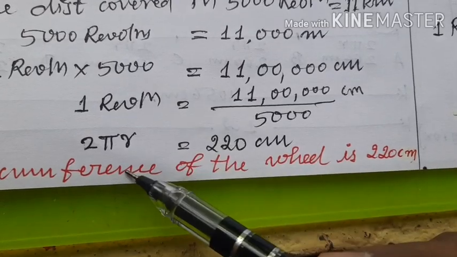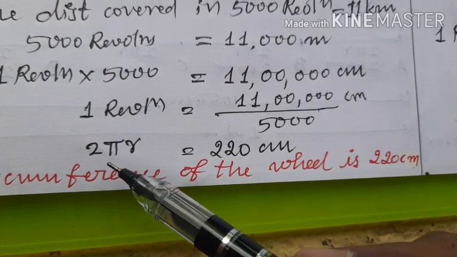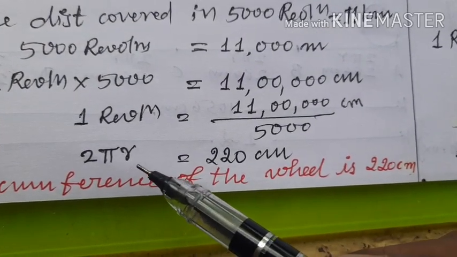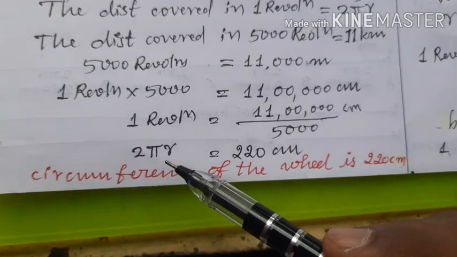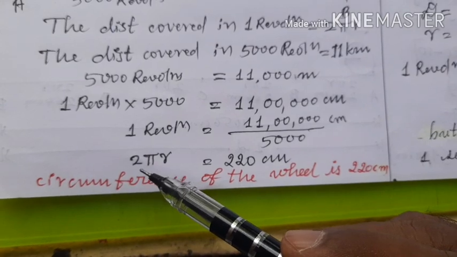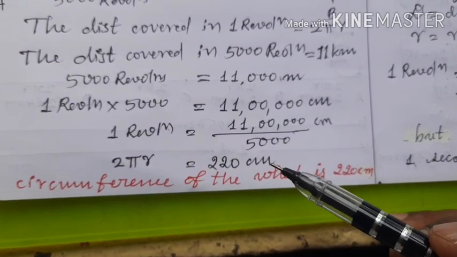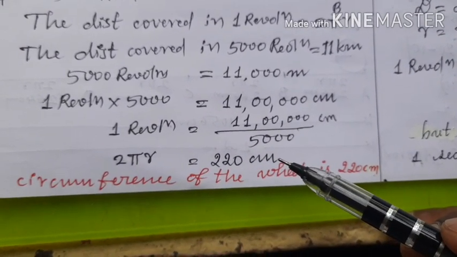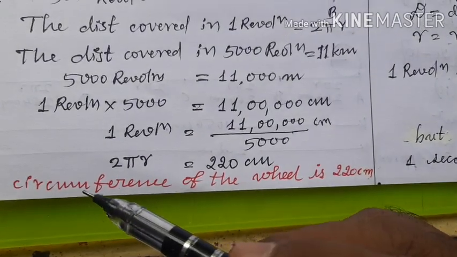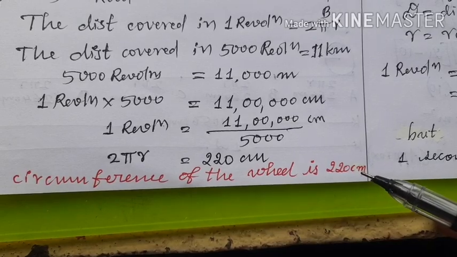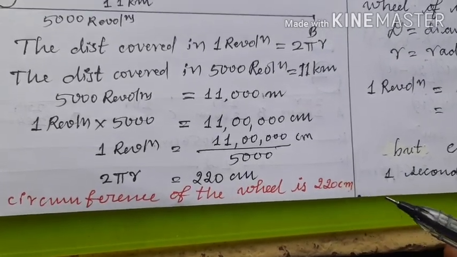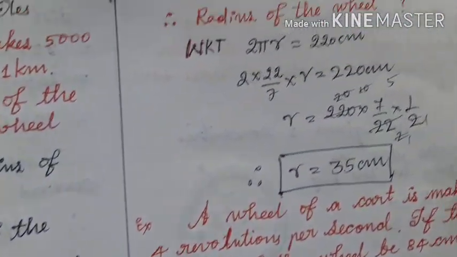But 1 revolution is equal to 2 pi r, where 2 pi r is the circumference of the wheel. So circumference of the wheel is equal to 220 centimeter. Hence we found the circumference of the wheel as 220 centimeter. But how to find the radius of the wheel?